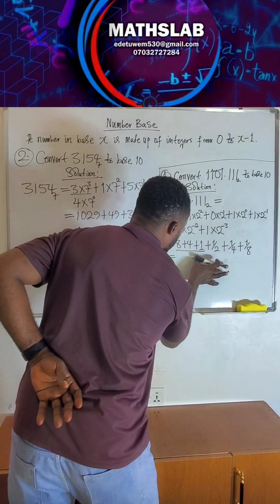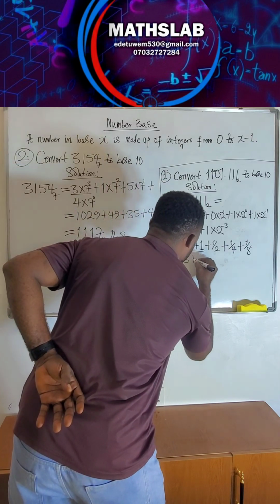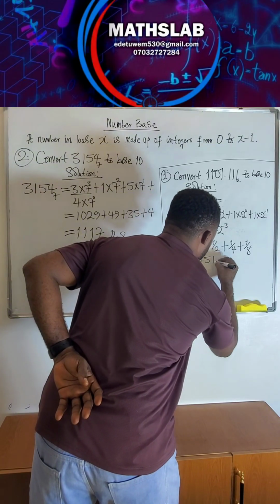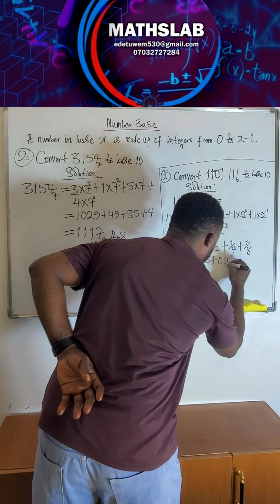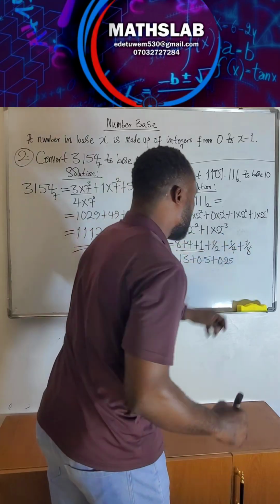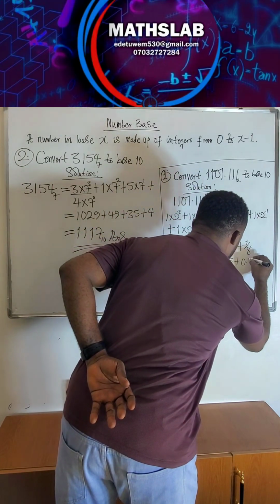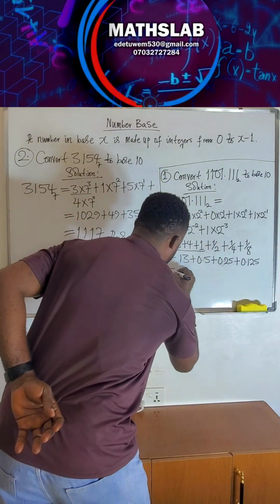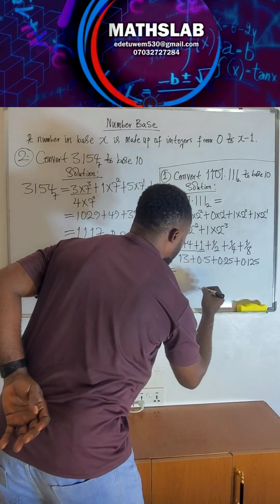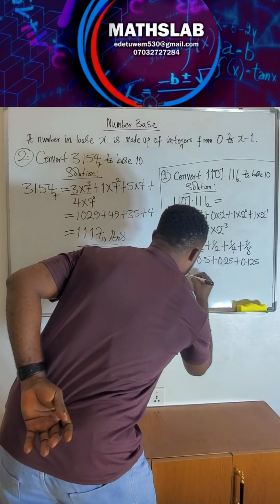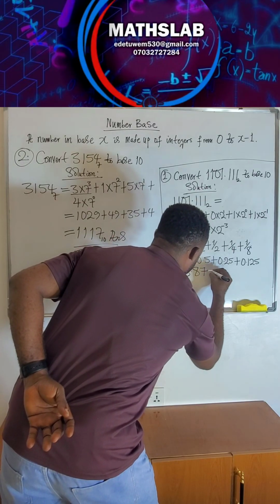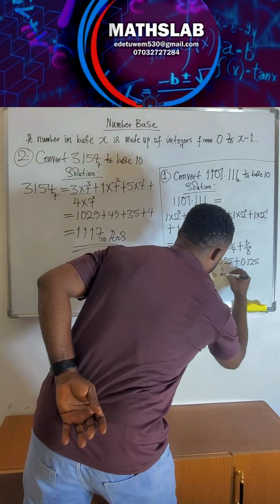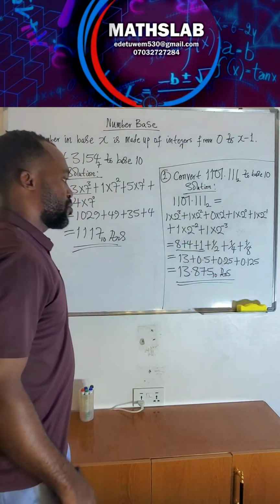So that is going to be 1 over 2, which is 0.5. And then 1 over 4 is 0.25. And then 1 over 8 is 0.125. If you add all this together, you're going to have 13.875 in base 10. Okay, that is the answer for that problem.